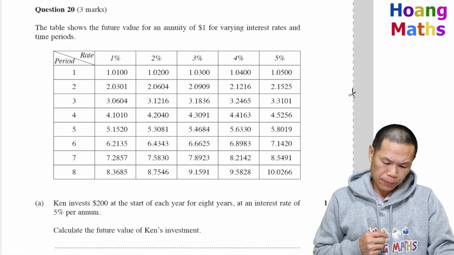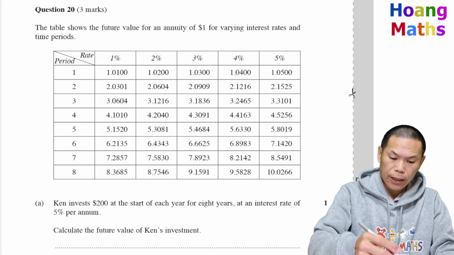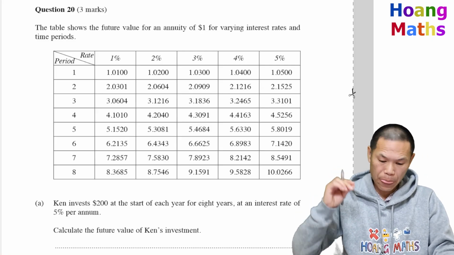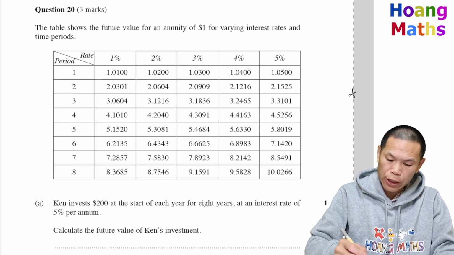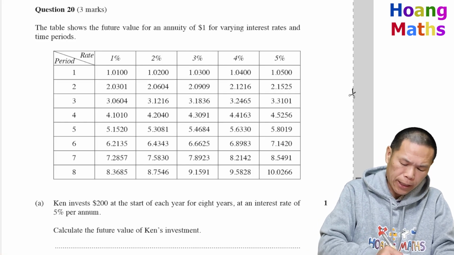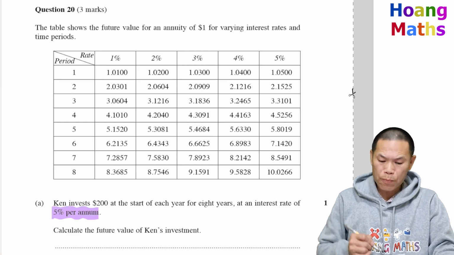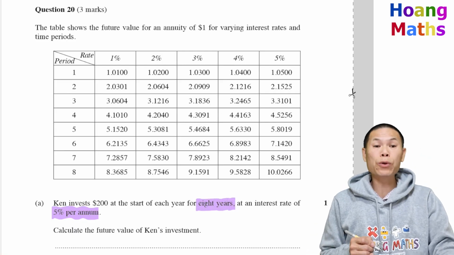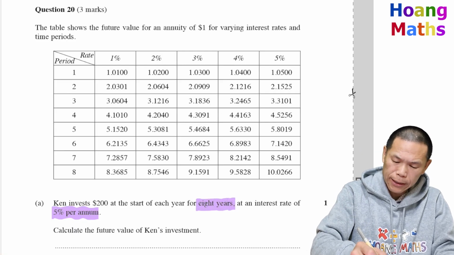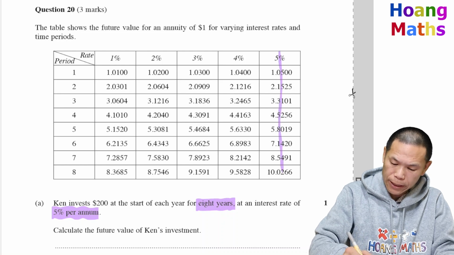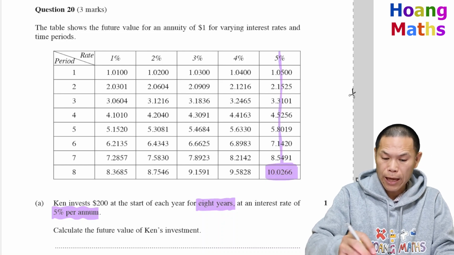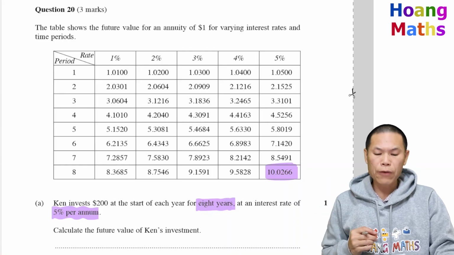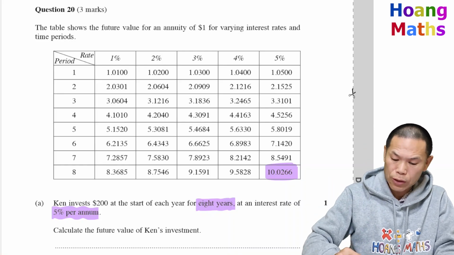Question 20. So we know that the table is the annuity of a dollar. We know that the interest rate in this case is 5% per annum and N is 8. So what we do, we just look at 5%. We go down for 8. So that is the annuity of a dollar. So calculate the future value. Okay, so that is the future value.